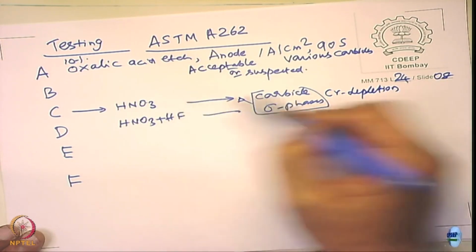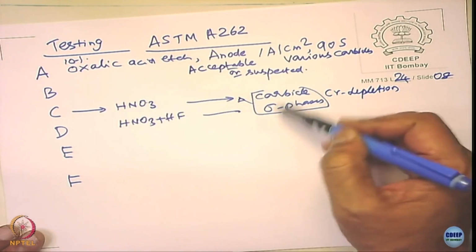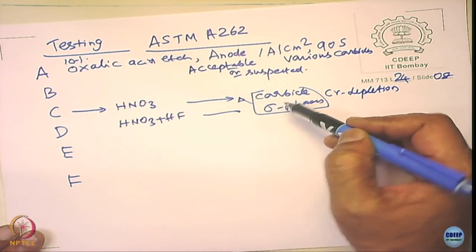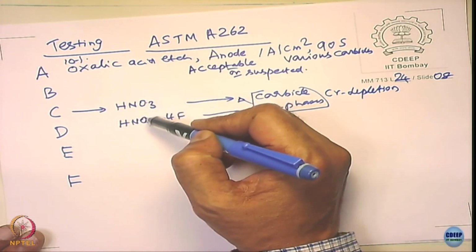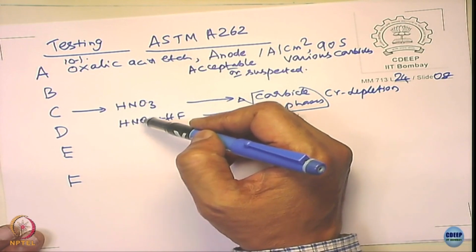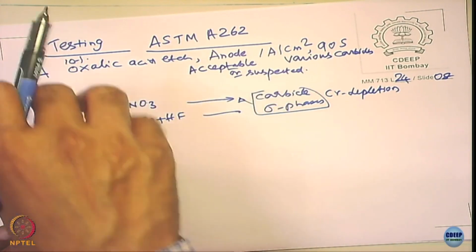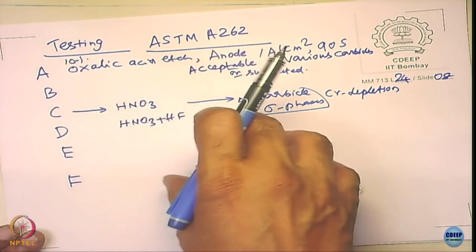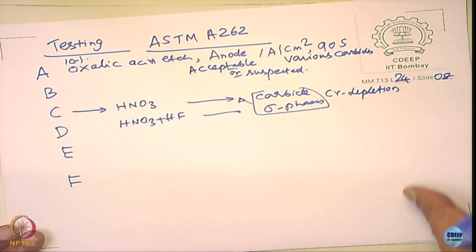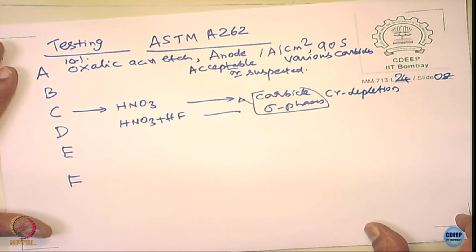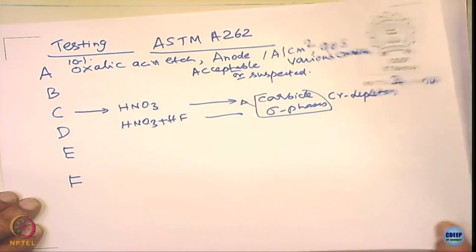So even if you have a sigma phase, it will start attacking. So they are modified to this test, say D is better than that. So each of them has some reason why people carry out different types of tests. I think you should, when you have time, go through in detail and get to know why different types of ASTM tests are carried out.